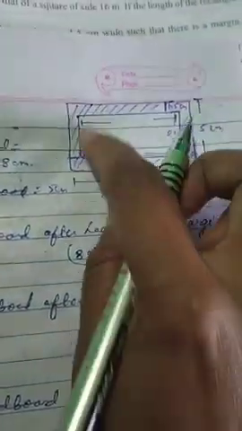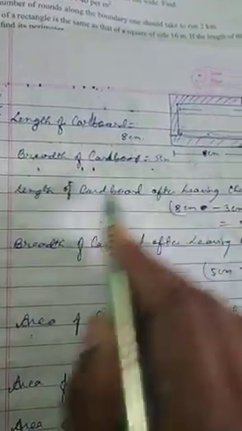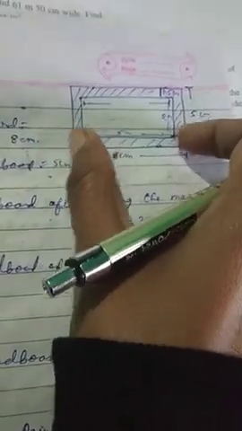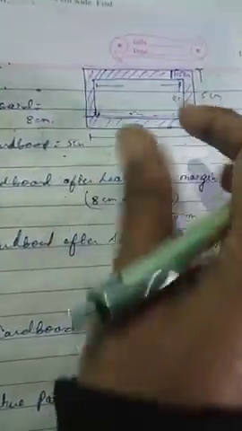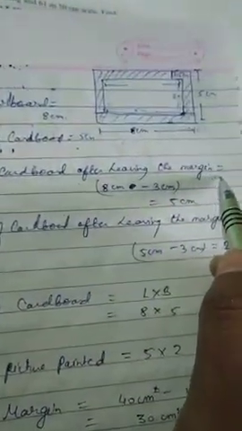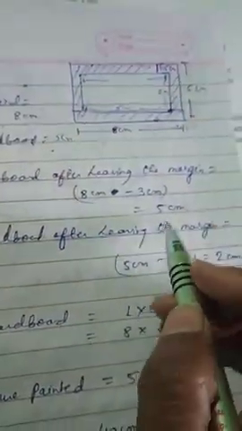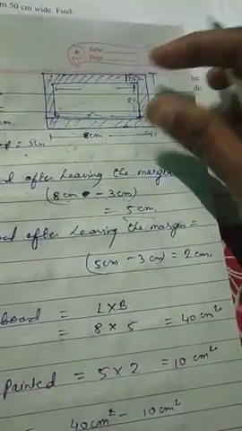We can find out the area of this portion also. Look at here, the length of the cardboard is 8 centimeter, the breadth of the cardboard is 5 centimeter. After leaving the margin, the length of the cardboard is this. Or you can name the figure also, A, B, C, D, P, Q, R, S, and write the length of PQ. If you don't want to write this long sentence, you can simply write the name. Now 8 centimeter minus 3 centimeter will be equal to 5 centimeter, and the breadth of the cardboard after leaving this margin is 5 minus 3, that is 2. We have taken out this value and this value also.